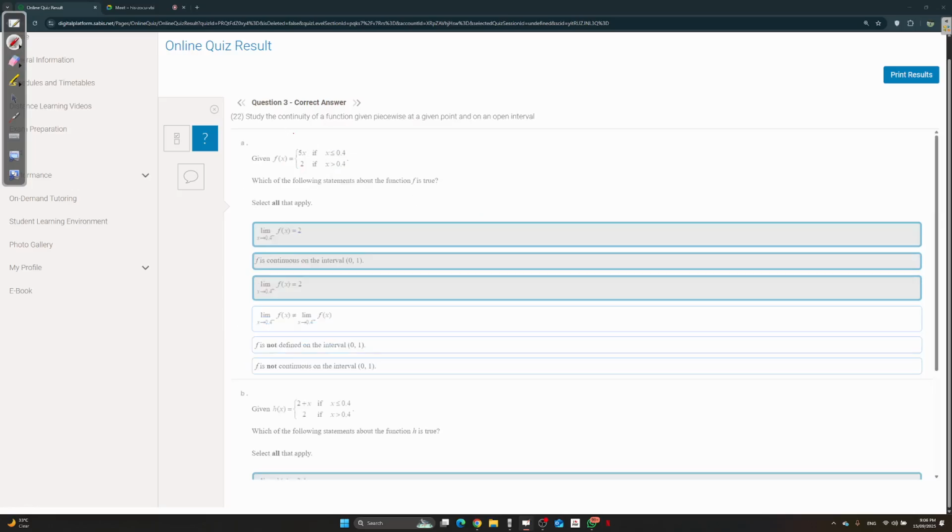Okay, given this is f of x, which of the following is true about f? The limit as x approaches 0.4 minus is 2. How do you do that? You just substitute 0.4 into 5x and you get 2.